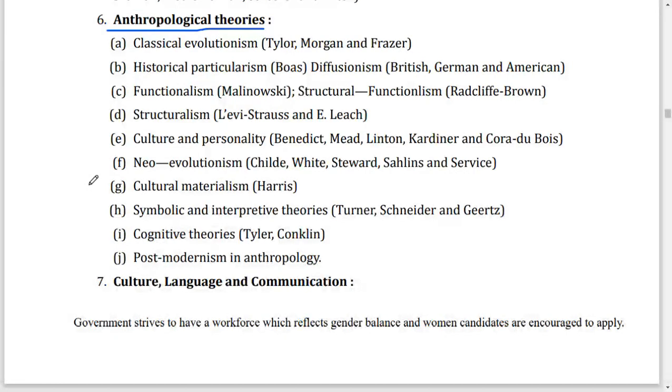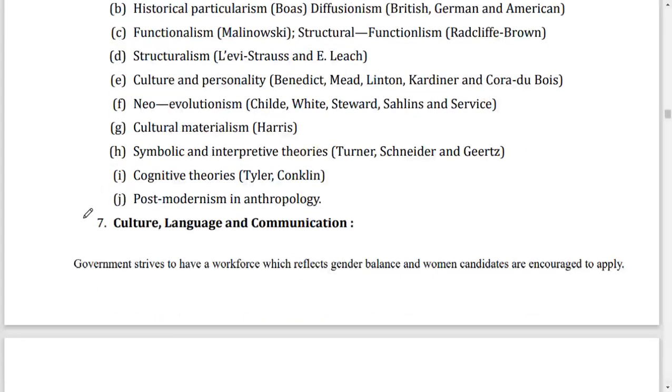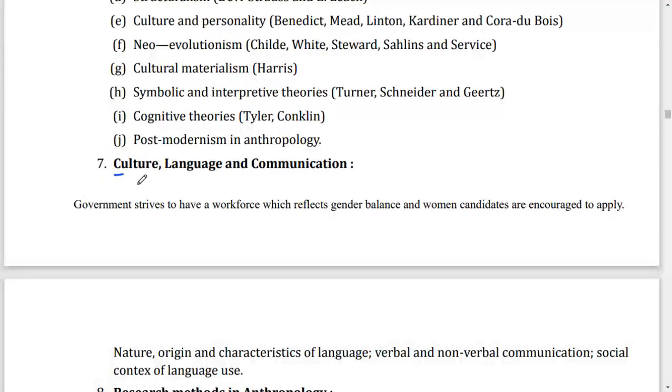Neo-evolutionism: Childe, White, Steward, Sahlins, and Service. Cultural materialism: Harris. H. Symbolic and interpretive theories: Turner, Schneider, and Geertz. I. Cognitive theories: Tyler, Conklin. J. Postmodernism in anthropology. 7. Culture, language, and communication.